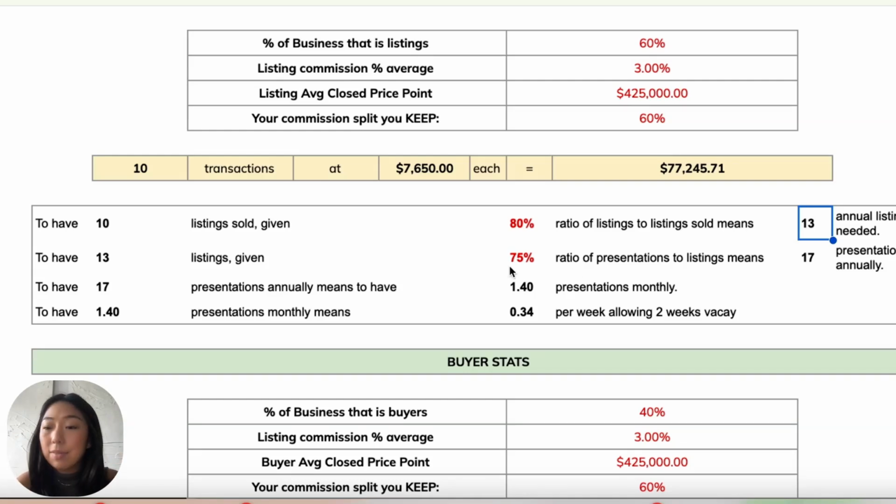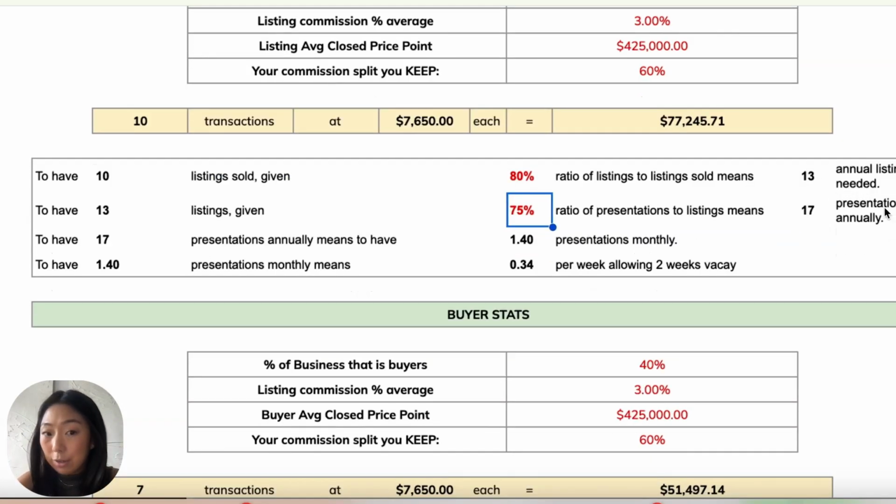So 75% of the presentations I do actually sign with me and move forward. Your ratios can depend, but you can put that here. So in order to have 13 listings signed, I need to have 17 presentations annually. Now, what does this mean in terms of weekly and monthly activity?